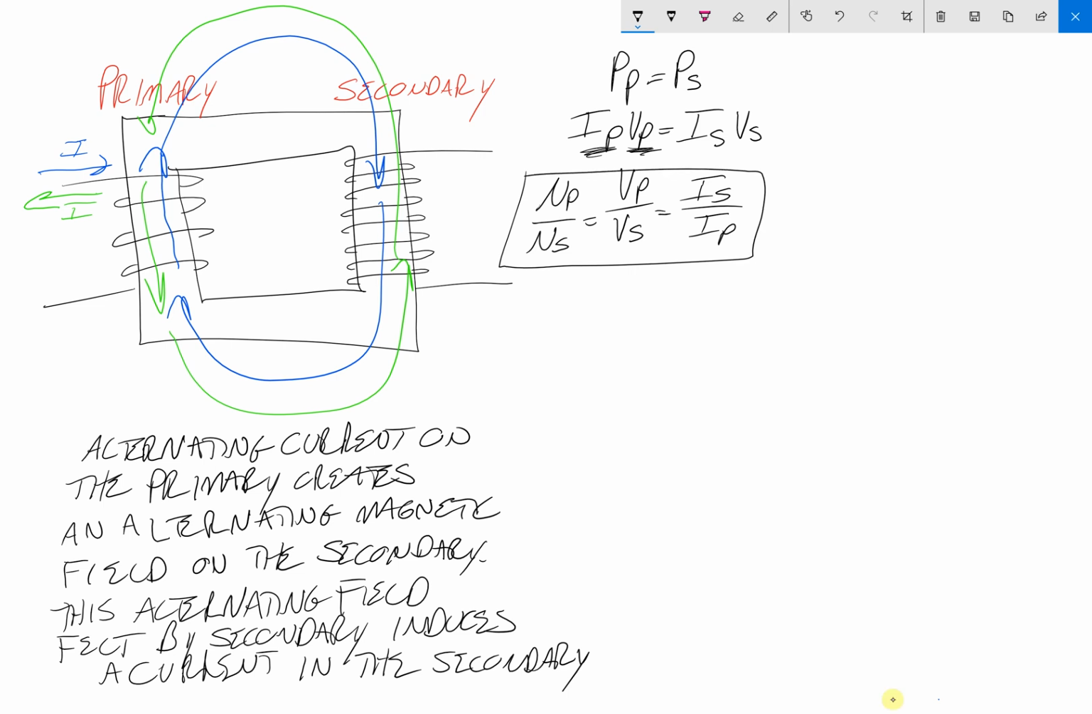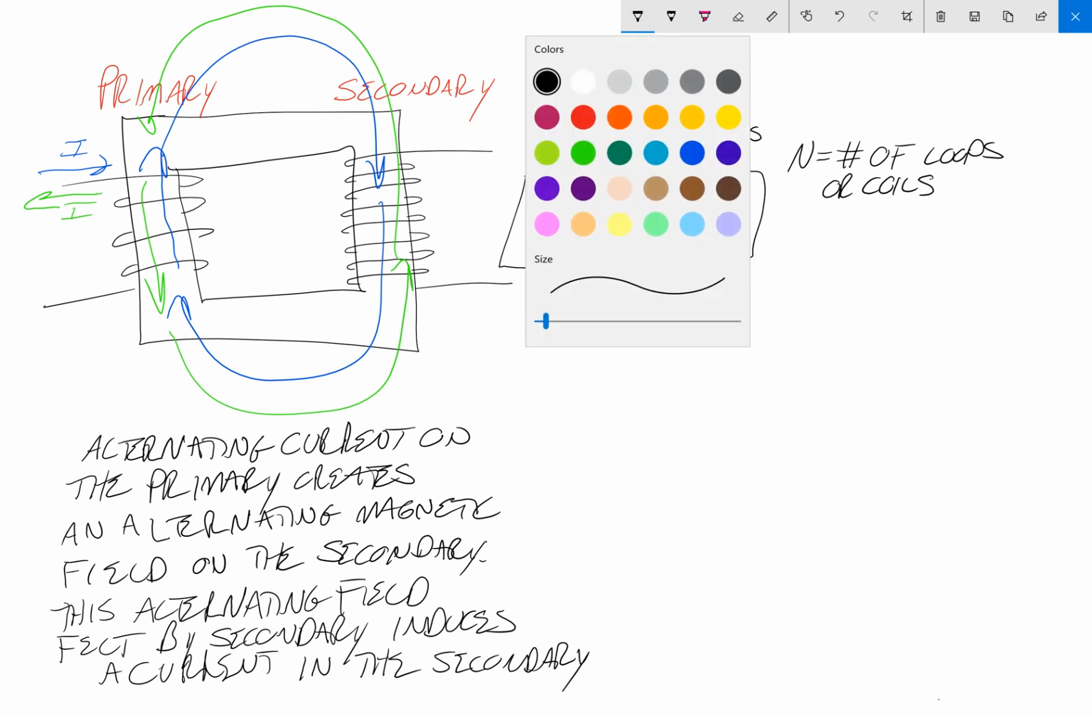Now, N is the number of loops or coils inside, either on the primary or the secondary. That's the number of loops, and voltage is voltage, current is current. So here's an example of how to use this. We'll do some easy math. And let's go with the little purple here.